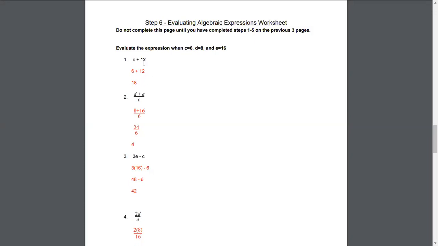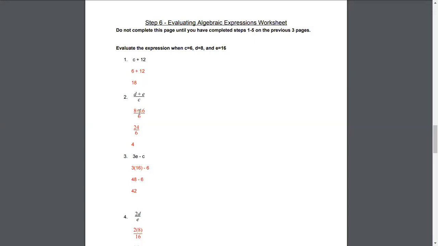So for number 1, what I want you guys to show me is the original problem. Underneath, whenever you have to do a substitution, showing what you sub in, and then your final answer. So this one's pretty quick, 6 plus 12, and we get our solution, our value of 18.